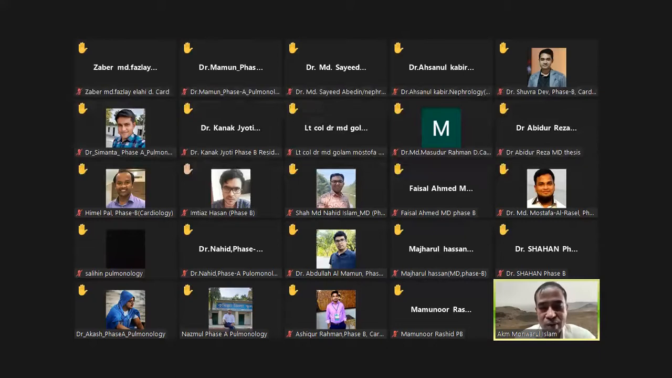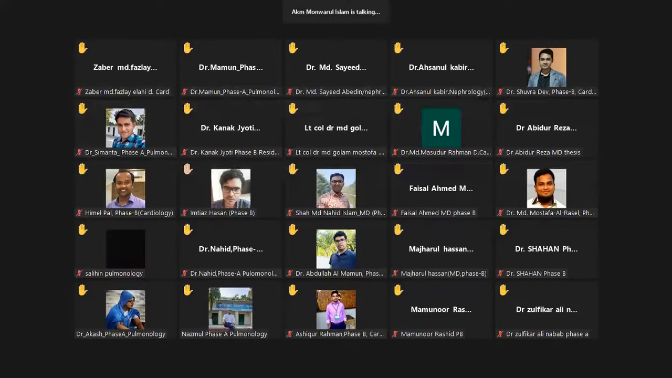Three types of findings may be obtained. One is there is no change in these two parameters. That is, the stroke volume is not increased beyond 20%, and the mean gradient is also not changed beyond 40 millimeter mercury. This is end stage aortic stenosis in the form of cardiomyopathy, and probably the patient will not be benefited by any means except medical management. So we will not recommend aortic valve replacement. This is one type of finding that can be obtained.